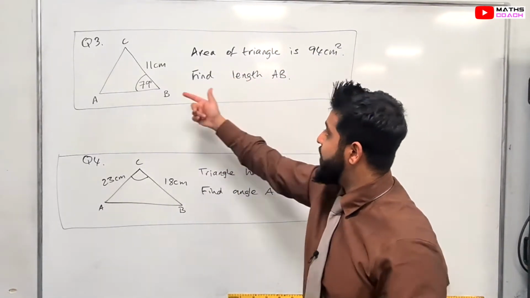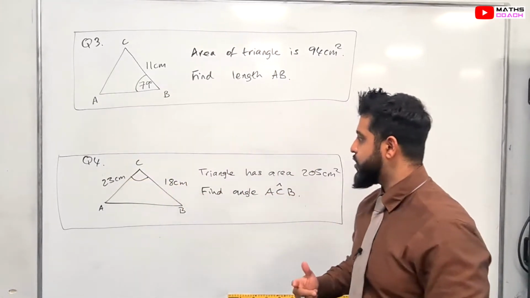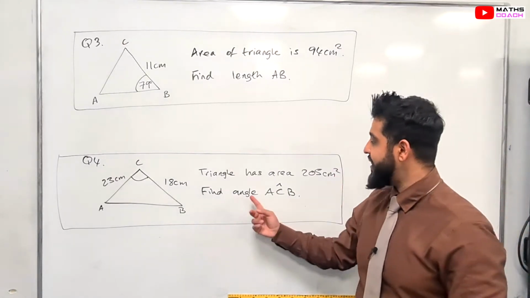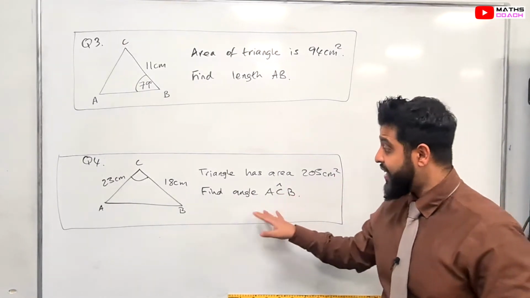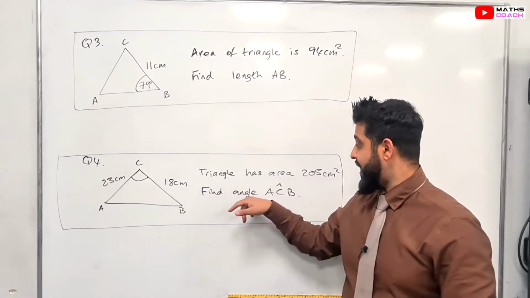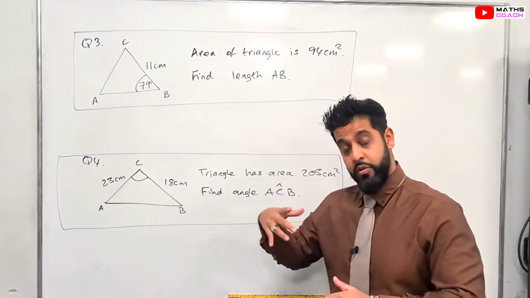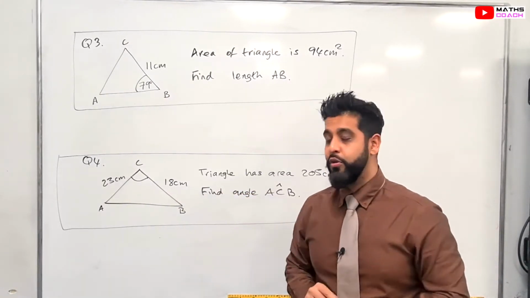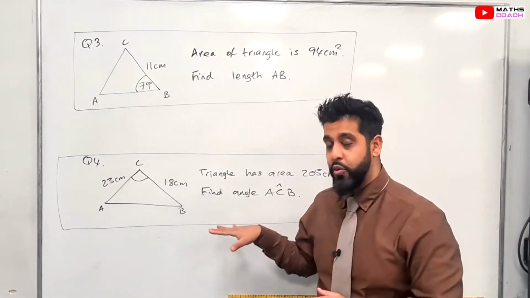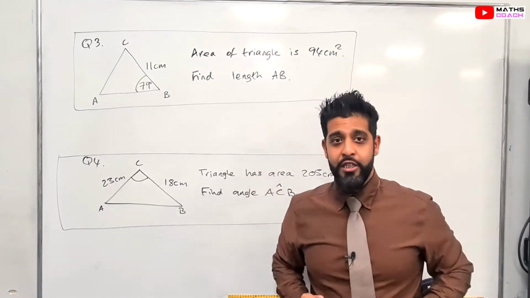Find the length AB. And the second question, or question number 4 in the order of the questions that we've been doing so far in this video, the triangle has an area of 205 centimeters squared. Find the angle ACB. Now this question might say find two possible values of the angle ACB, because as you know, when you use the sine rule or you deal with the sine graph, there are two possible solutions. But we are just going to find the one angle, which is the acute angle. If you don't know what I'm talking about, don't worry about it. Once we get to this question, I'll explain it more.